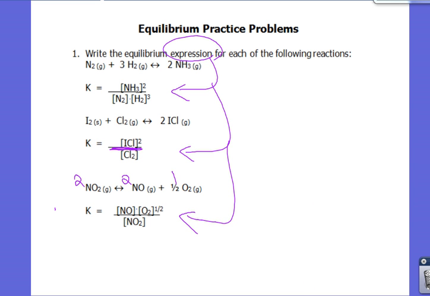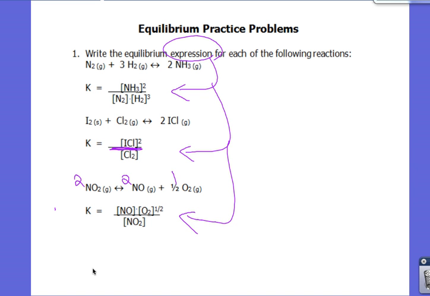Equilibrium expressions are merely a ratio of the products to reactants at equilibrium, as measured when equilibrium is achieved. Actual data is then provided and plugged into these spaces, and you could calculate K. But for this question, we're just setting up the expression. These are the products, these are the reactants, products on top, reactants on bottom.